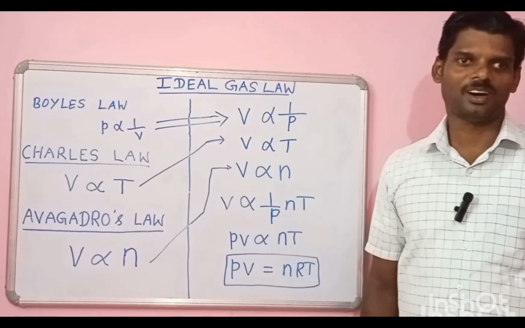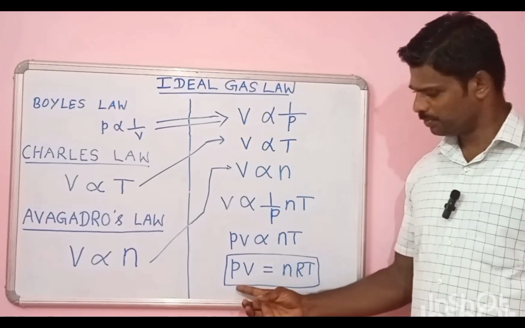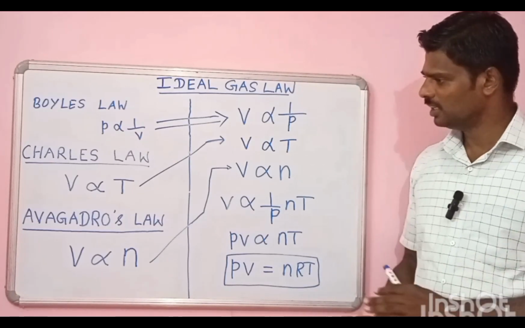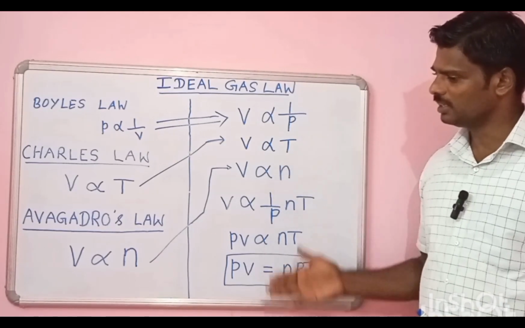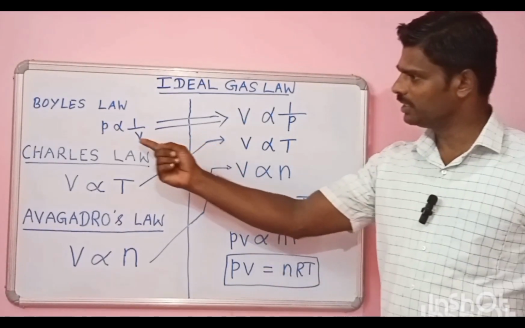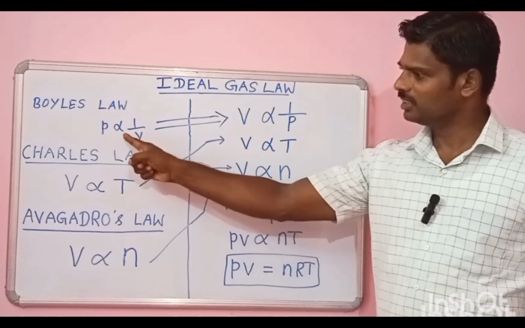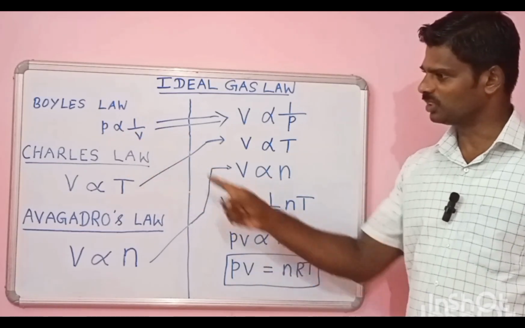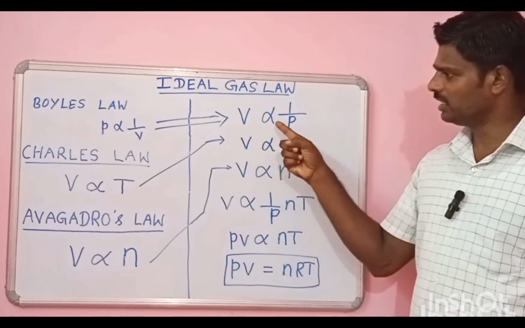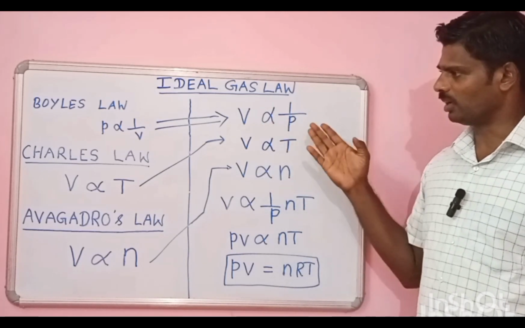Let's see the ideal gas law, which is PV = nRT. So how do we derive it? We will see it explained here. Boyle's law says that volume is inversely proportional to pressure. So we can write it as volume is inversely proportional to its pressure, right?